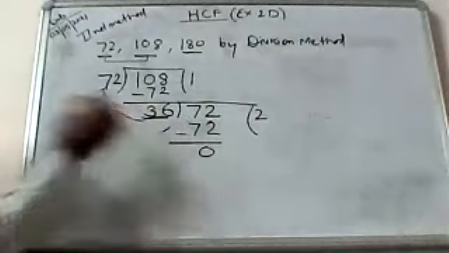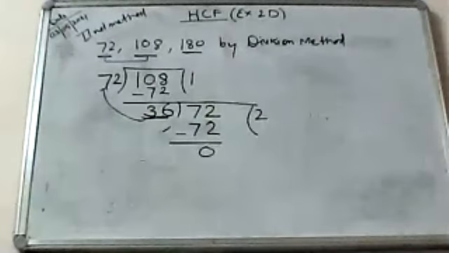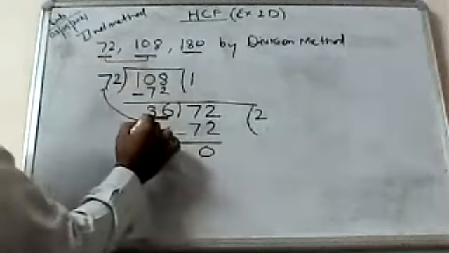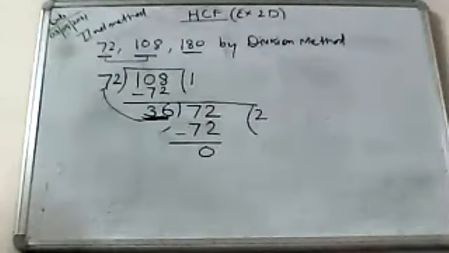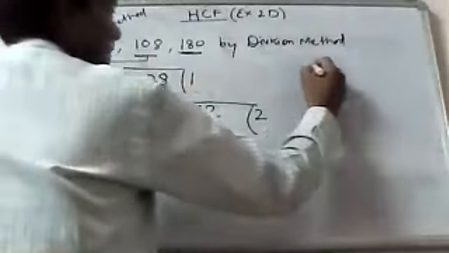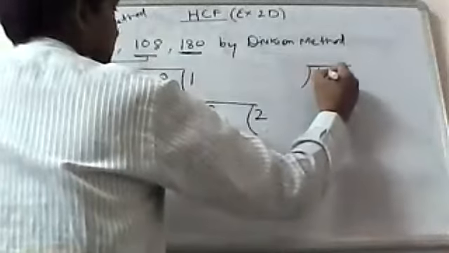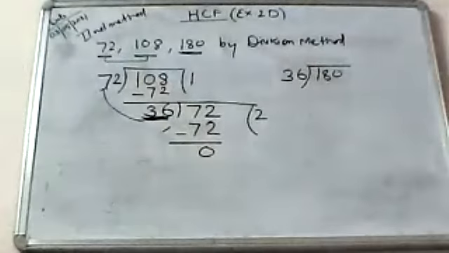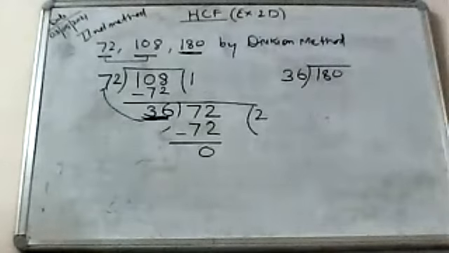That is 36. That is the SCF. Now this SCF means the SCF of 72 and 108 is 36, then again divide by the third digit. Now we divide the third digit again. 180 by 36. Okay, we divide by 36 again. So how many times, beta? How many times can it go?